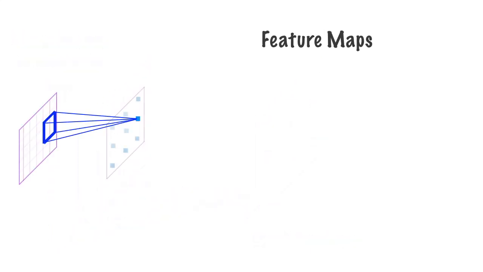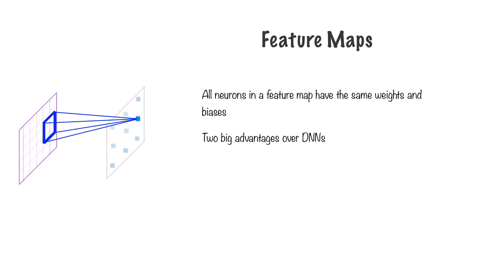Now, feature maps are not a convolutional layer. Feature maps are a single convolutional result, the result of sliding a single kernel function over the input. Because feature maps are generated using the same kernel function, all neurons in a feature map have the same weights and biases. These feature maps have two big advantages over DNNs, which we've seen earlier: dramatically fewer parameters to train thanks to the local receptive field, where many neurons are connected to just a single neuron.